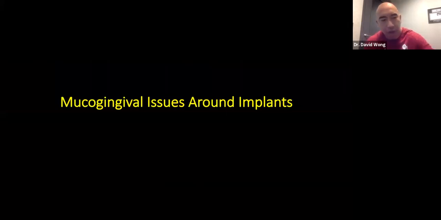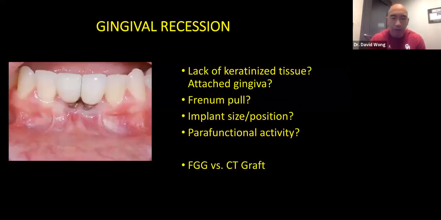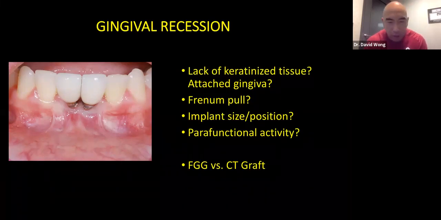Now, what do you do about mucogingival issues around implants? So when it comes to gingival recession around implants, here we have two implants that have some recession exposing the abutments as well as the implant bodies, okay? So we have several problems here. We have a lack of keratinized gingiva. We have no attached gingiva. We have a series of frenum pulls in the area. We have a shallow vestibule.